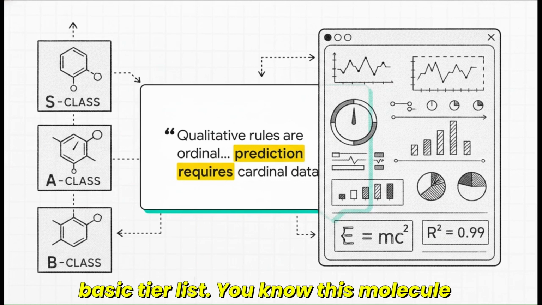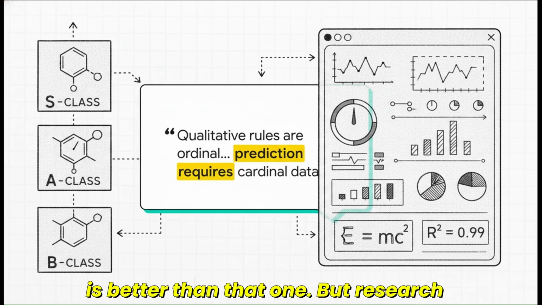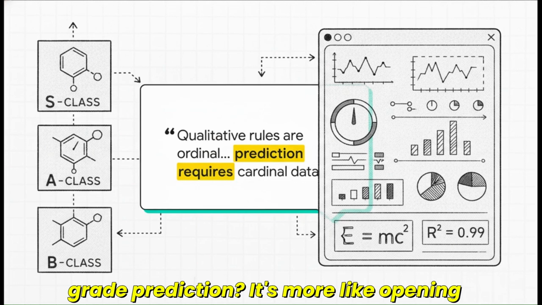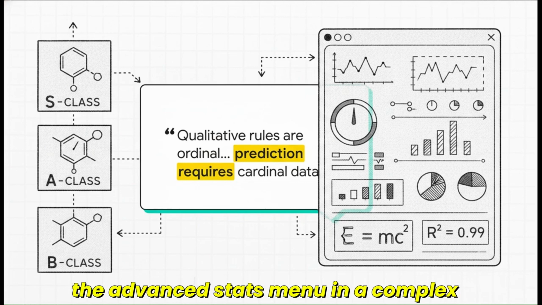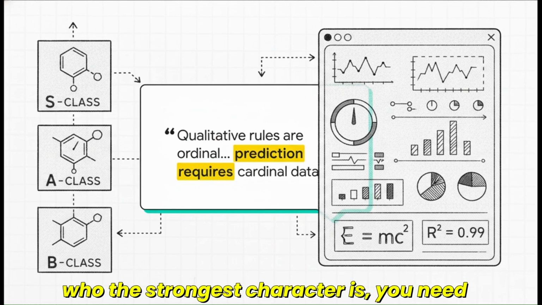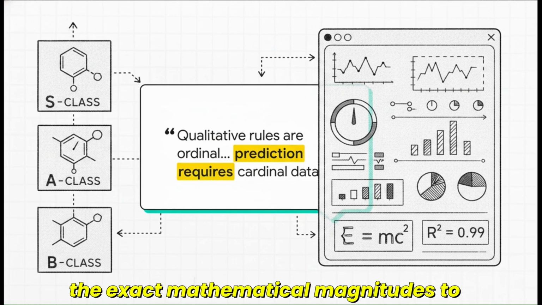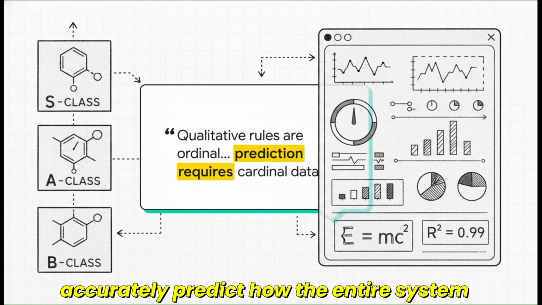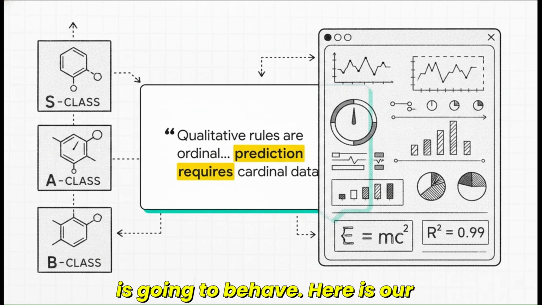Think of qualitative chemistry kind of like a basic tier list. This molecule is better than that one. But research-grade prediction, it's more like opening the advanced stats menu in a complex video game. You don't just need to know who the strongest character is, you need the exact mathematical magnitudes to accurately predict how the entire system's going to behave.